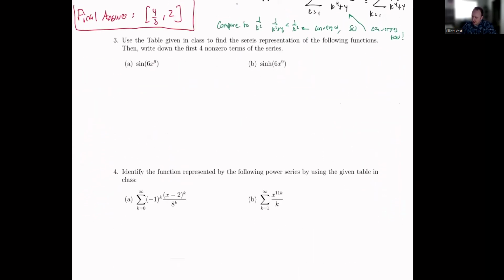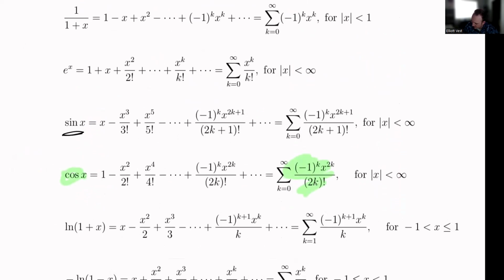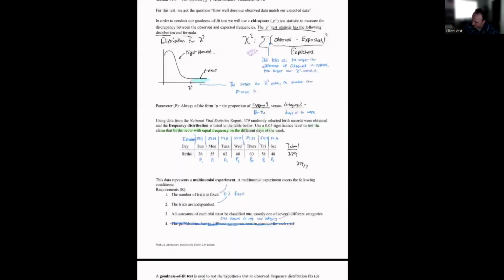All right, last few problems here. Use a table given in class to find the series representations for the following functions. So let's find what sine of x is. The sine of x was this one: negative 1 to the k, x to the 2k plus 1, over 2k plus 1 factorial.